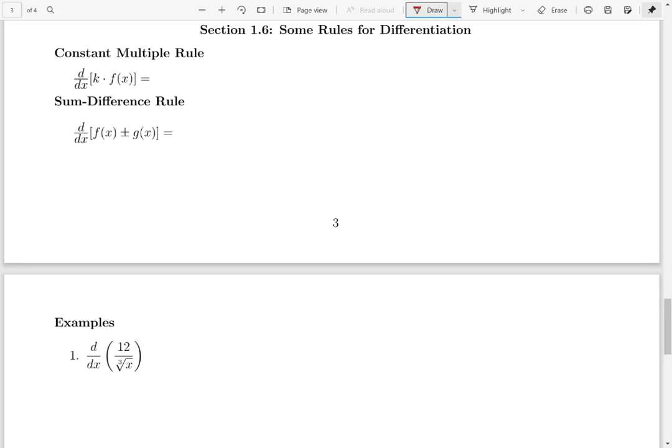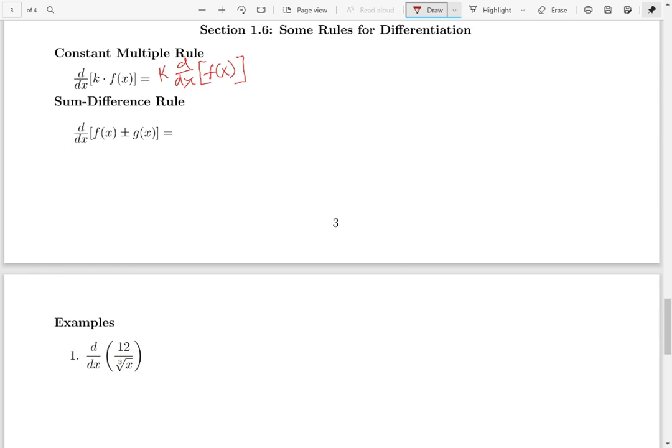Section 1.6, some rules for differentiation. So these rules are actually just going to be extensions of those rules that we learned a few minutes ago, which is really kind of nice. So specifically, the idea is that if you take a derivative of a constant times a function, where k is my constant, then that's just going to be the constant times the derivative of the function. Now it seems kind of silly, but it is necessary.